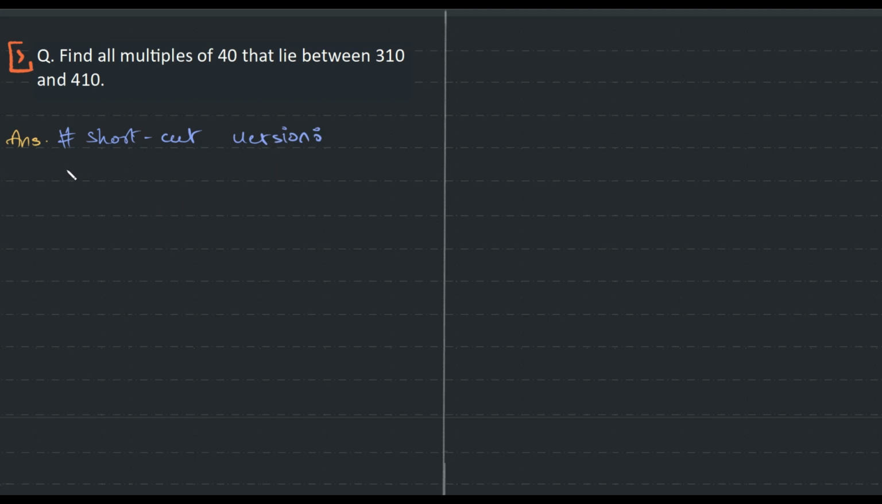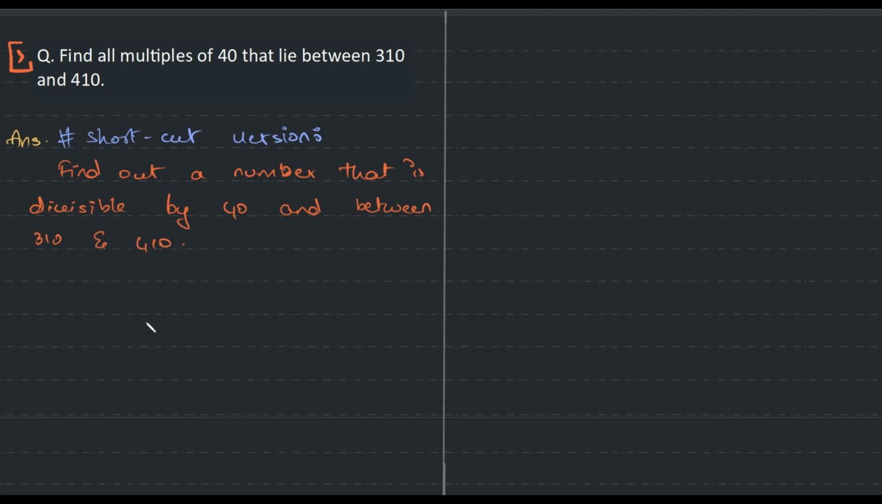This version involves us thinking about finding out a number that is divisible by 40 and between 310 and 410. So what number can you think of which is divisible by 40, which is between 310 and 410?